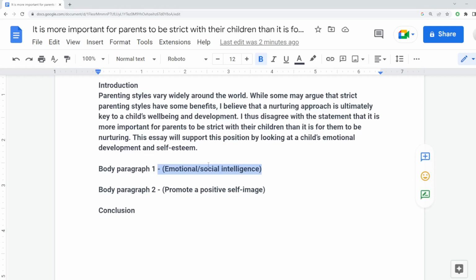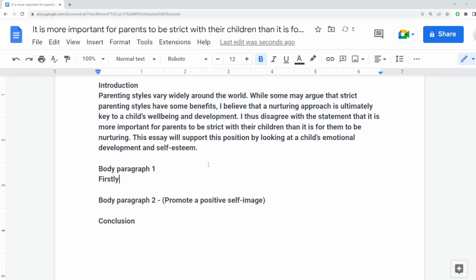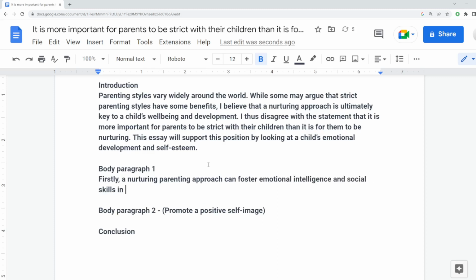So I will use these words in the first sentence. So I might use the word firstly. A nurturing parenting approach can foster emotional intelligence and social skills in children. Okay, that's going to be our first supporting point. Now we want to give some kind of example to show how this point is true, or to demonstrate to the reader that this point is indeed a fact that should be recognized and supported.